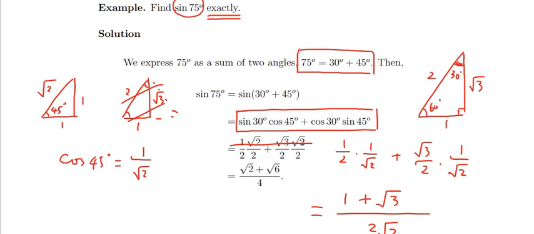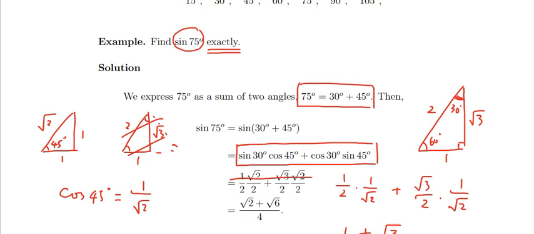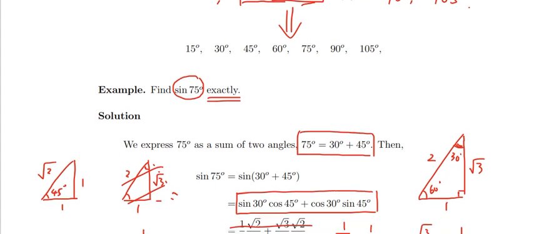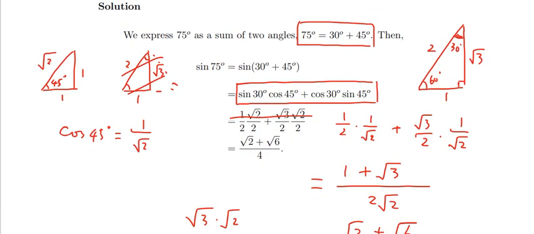Using the same way, we can easily find cosine 75 and tangent 75, or sine 15 degrees, cosine 15, or tangent 105. Those kinds of problems are quite the same. So we will just use this one example. We don't need to repeat, since all those examples are quite the same.